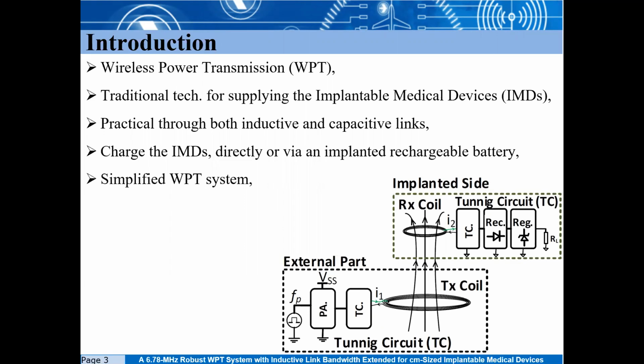Wireless power transmission is a traditional technique for supplying implantable medical devices, which is practical through both inductive and capacitive links. The WPT system charges the IMDs either directly or via an implanted rechargeable battery. This figure demonstrates the principal elements of a simplified WPT system for delivering power to an IMD wirelessly. It consists of a transmitter, TX, and receiver, RX, boards.